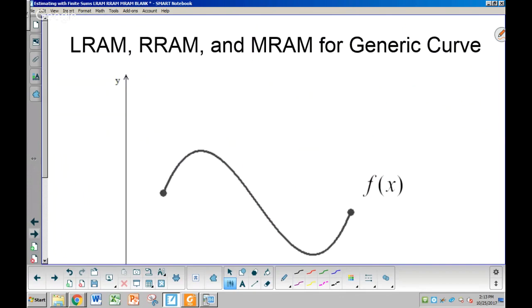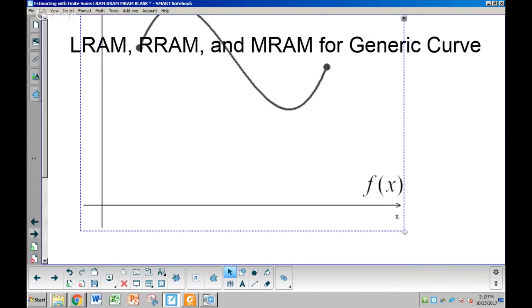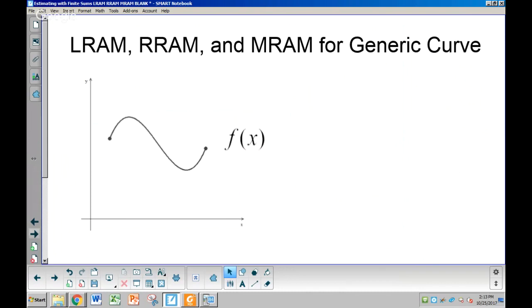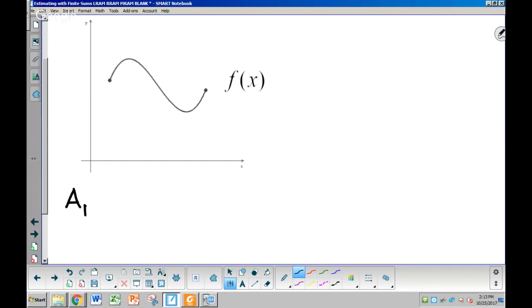All right, here we go. Now we're going to do a generic curve. Well, this is my generic f of x. And so we're going to come up with generic formulas for LRAM, RRAM, and we'll do RRAM first. We did right first, didn't we? Let's be consistent here. Now, I can use equals here if I'm saying it's an approximation method. If I was saying what the area was, I'd have to use the approximation symbol, the squiggly equals.